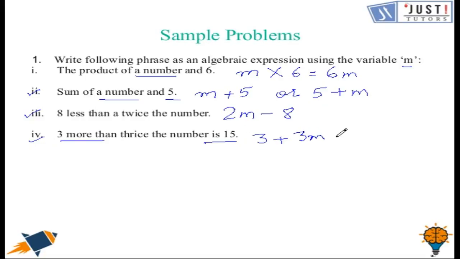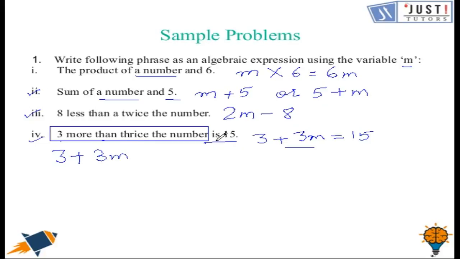3m is 15. So this is an equation now, not an expression. This is the motive of the video, this question. If we have just this much, it will form just an expression like this, 3 plus 3m. As soon as it is 15, meaning it has a value that is equal to that expression, this will change to an equation. So remember this, how to differentiate between an expression and an equation.